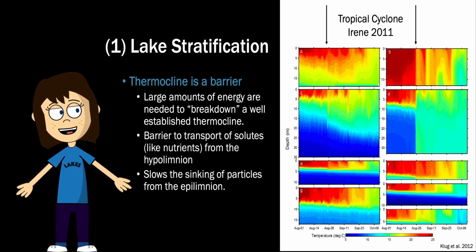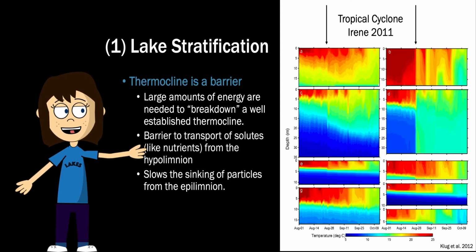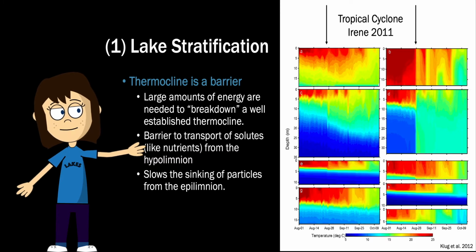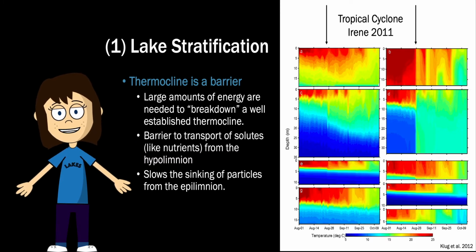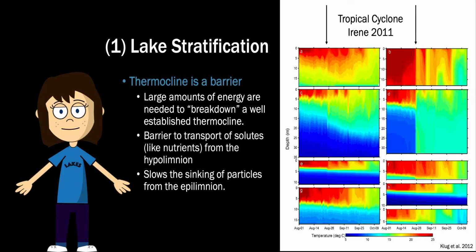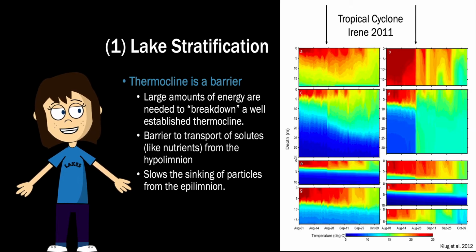Here's some data from a study led by Dr. Jen Klug in 2012, which show thermal profiles from 9 lakes located along the path of Tropical Cyclone Irene in 2011. Tropical cyclones have very high wind speeds, and while we can see that in some lakes, the cyclone did manage to break down the thermocline, it didn't happen in all lakes, which shows just how strong thermoclines can be.